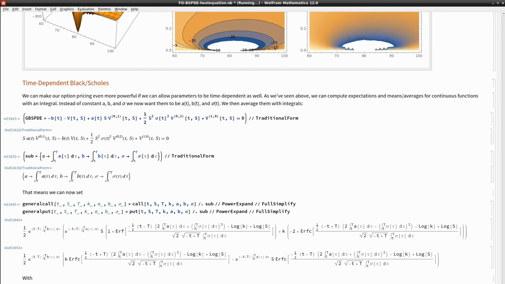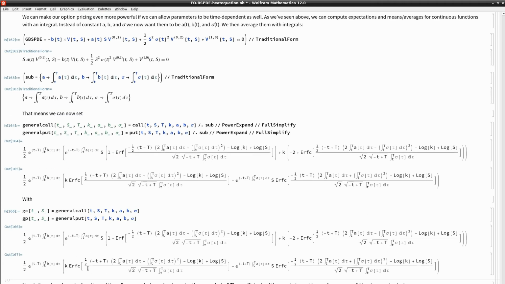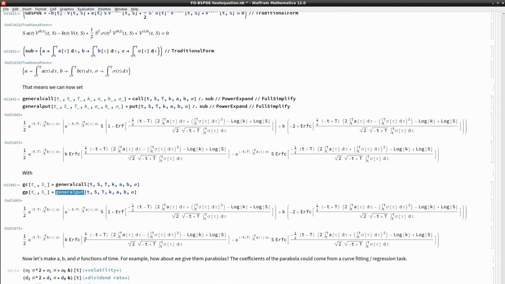And if we simplify that a bit, we use a shortcut GC for the general call, and a GP for a general put, we have these formulas for our call and put prices. I just want to use the shortcut here. It's really the same formula, but for the next things I want to use these shortcuts.